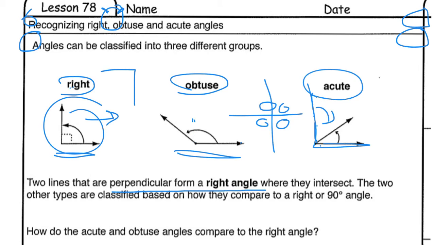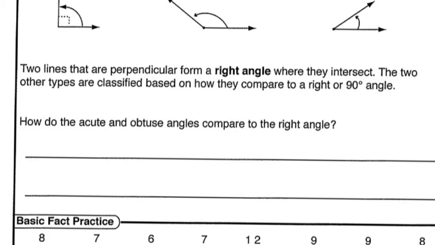How do the acute and obtuse angles compare to the right angle? Well, I just taught you that. So what I'd like you to do right now is explain what you just learned in writing, in words, in sentences, starting with a capital, ending with a period. Down here on these lines, I'd like you to write a few sentences that explain how an acute angle and an obtuse angle compares to a right angle. After you've written that, pause the video and then turn it back on and see how you did on it.